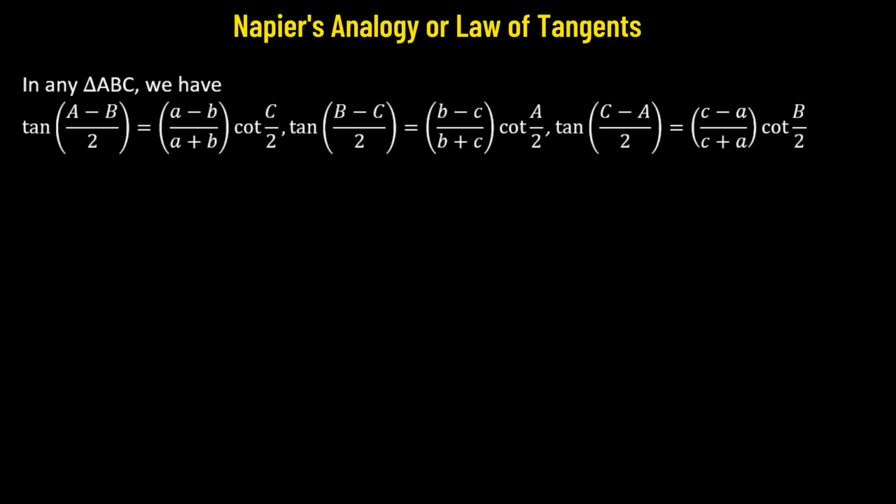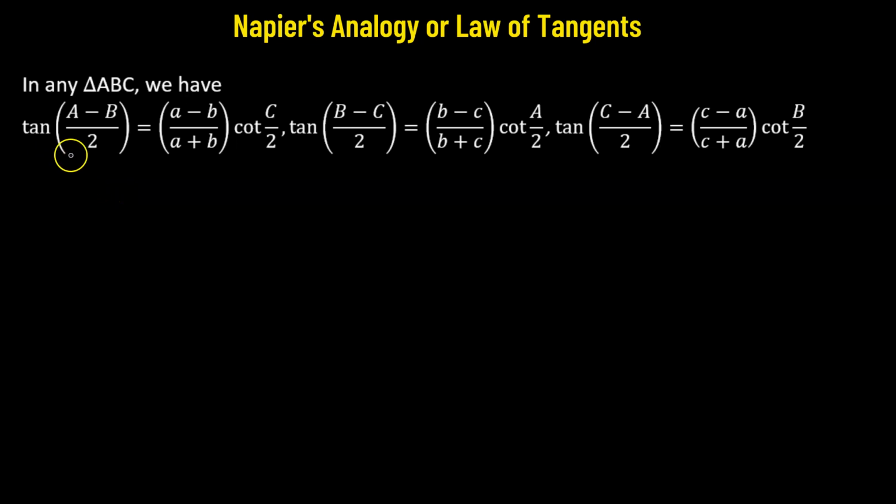In today's session, we will discuss Napier's analogy. We'll begin with our first condition, the first analogy that states that tangent of (a minus b) over 2 is given by (a minus b) over (a plus b) times cotangent of c over 2. Similarly, we have two more analogies.